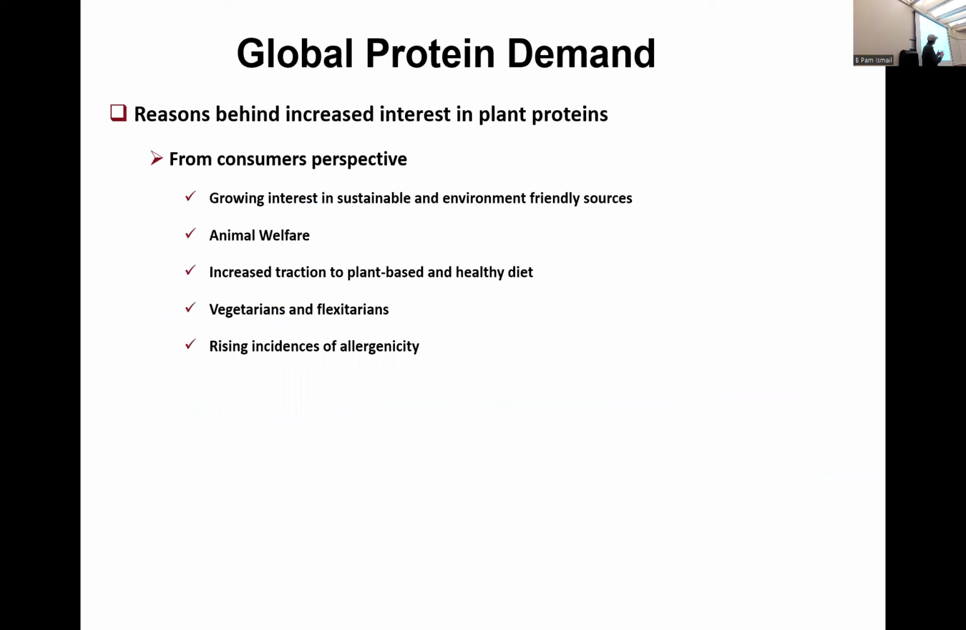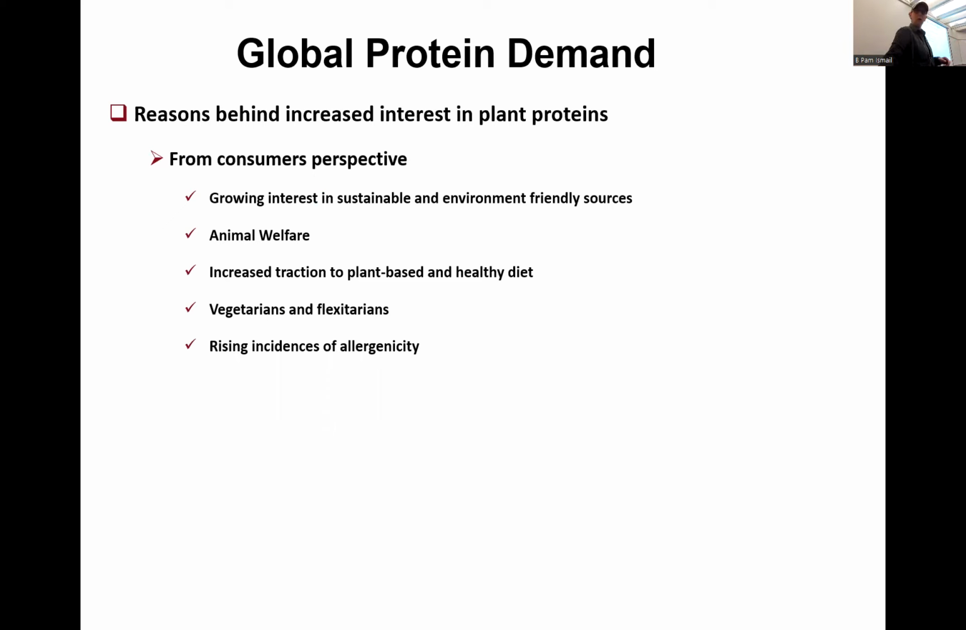sustainability, animal welfare, healthy diets linked to plant-based diets. With all of this, we're seeing a rise in vegetarians and flexitarians. So flexitarians are people that prefer vegetarian food, but sometimes eat a steak every now and then. But their preference is for plant-based. And then we're seeing a lot of allergenicity developing. So people are looking for high protein sources that are not yet allergenic.